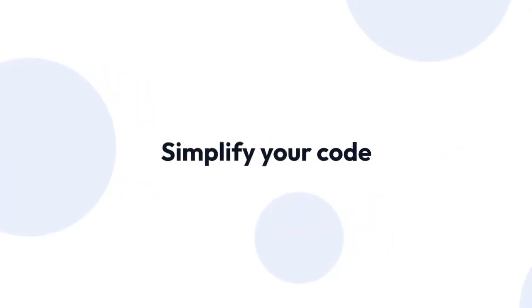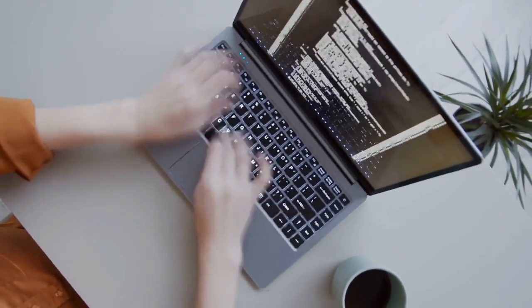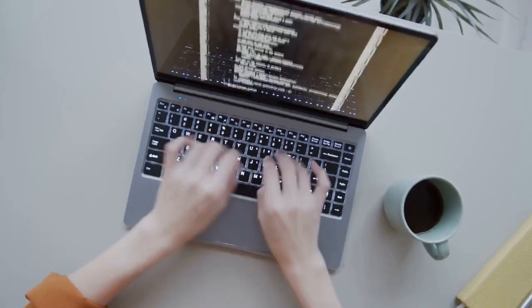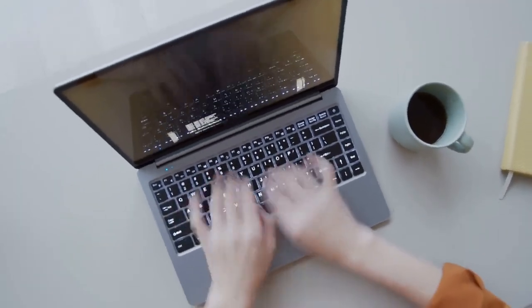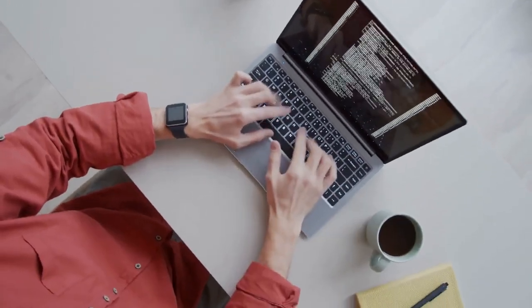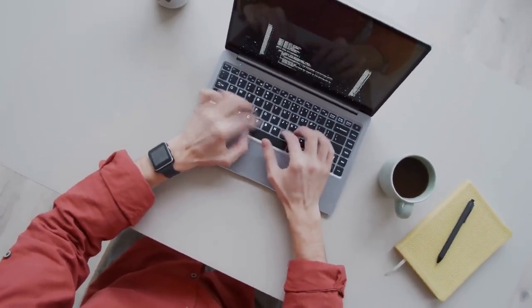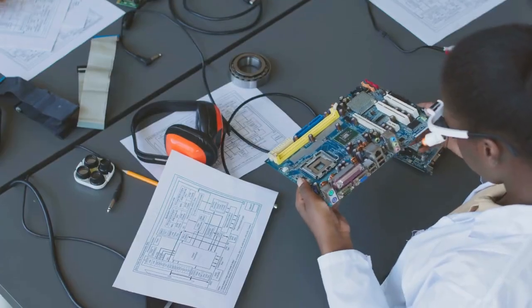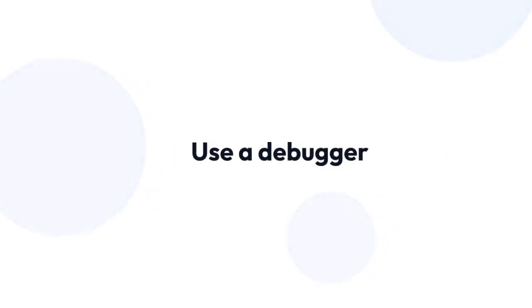C. Simplify your code. If you have a large, complex program, start by commenting out sections to isolate the problem area. Try running smaller, self-contained code sections to see if the error persists. This will help narrow down the source of the problem.